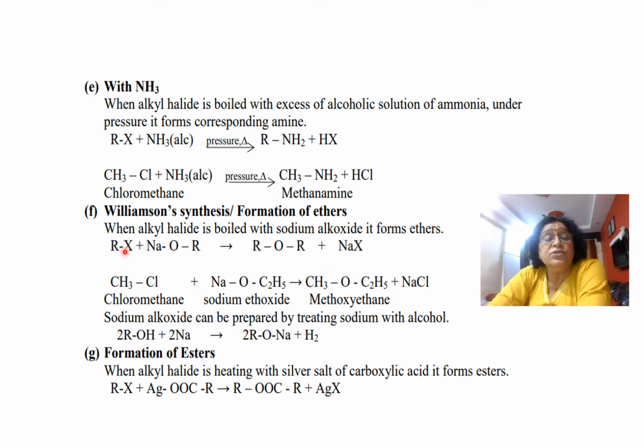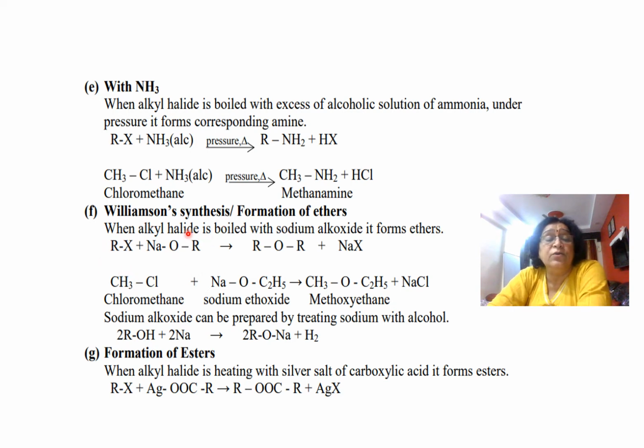Okay, so instead of RX, if I take methyl chloride and react it with sodium ethoxide, it forms methoxyethane plus NaCl. Okay, how is this sodium alkoxide prepared? Sodium alkoxide is basically prepared by reacting alcohol with sodium. When you react alcohol with sodium, you get sodium alkoxide plus hydrogen gas evolved. Here, this reaction of formation of ether from alkyl halide and sodium alkoxide is called Williamson synthesis.